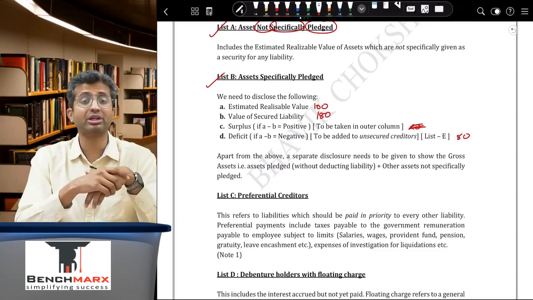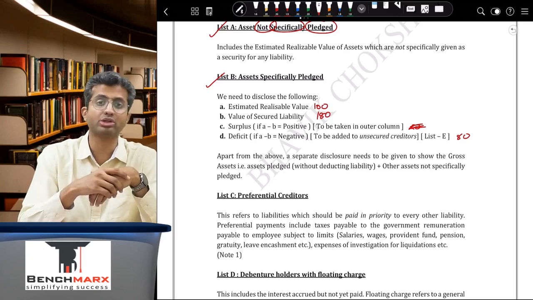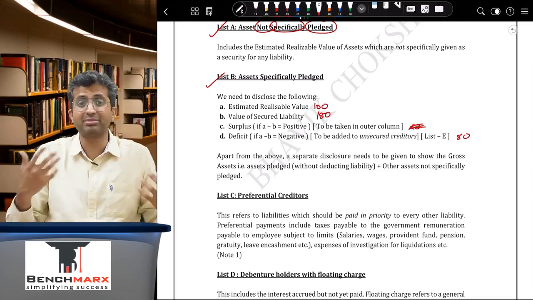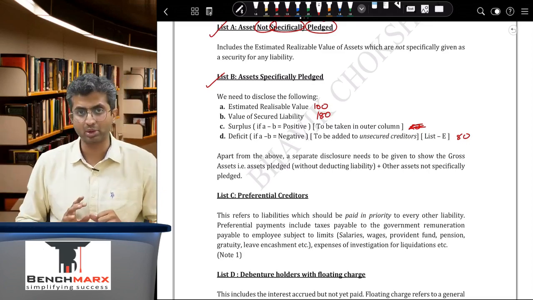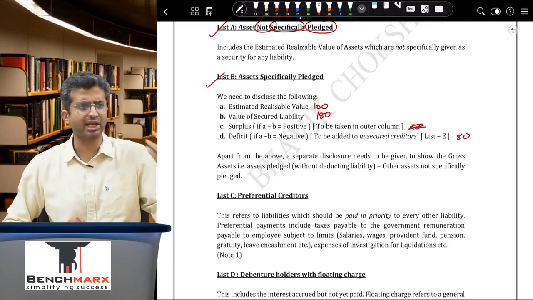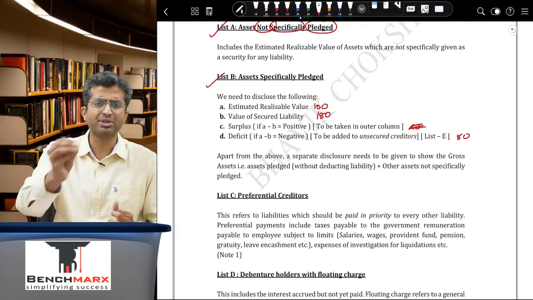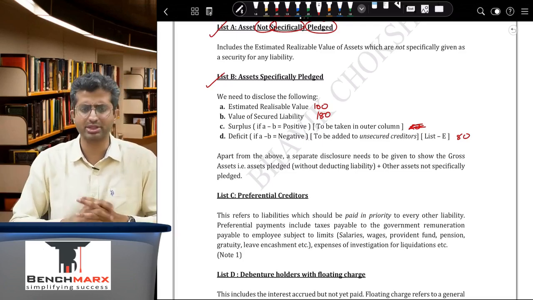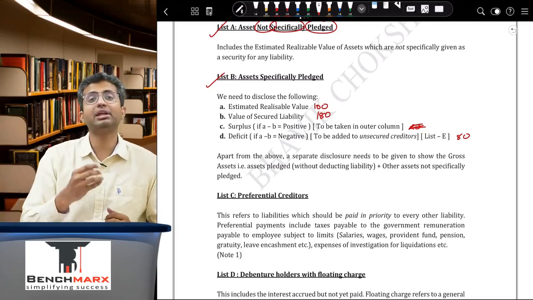What are these preferential creditors? Well, these are creditors which get preference in the course of the liquidation process. For example, dues to the government. So if there are some taxes, duties, cess payable to the government, they will say, "Pay me off first." Or if there are employees whose dues like salary, bonus, wages, provident fund are outstanding, subject to the specified limits, they are preferential creditors. Or expenses linked to investigation for liquidation, all of these are preferential creditors. They will be given preference.